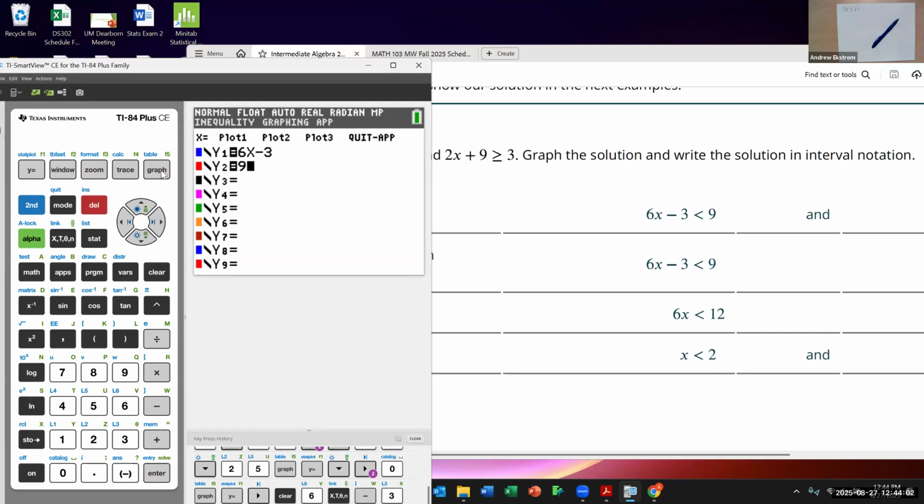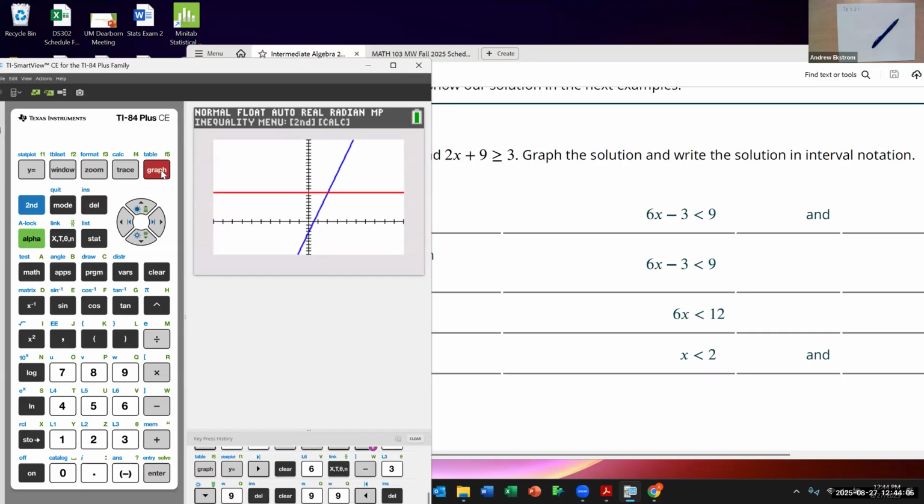Now that we've got this thing set up, I can graph it. And we want 6x minus 3, so that's the blue line, to be less than 9. So you can look here, where's the blue line below the red line? Seems to be right in that area, right? So again, this isn't going to be the 100% correct answer. It's just giving you an idea of what you should be getting.